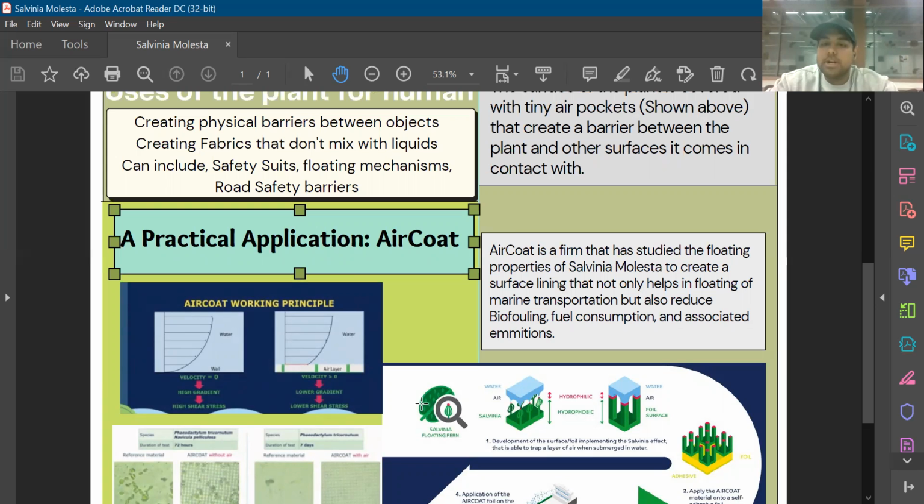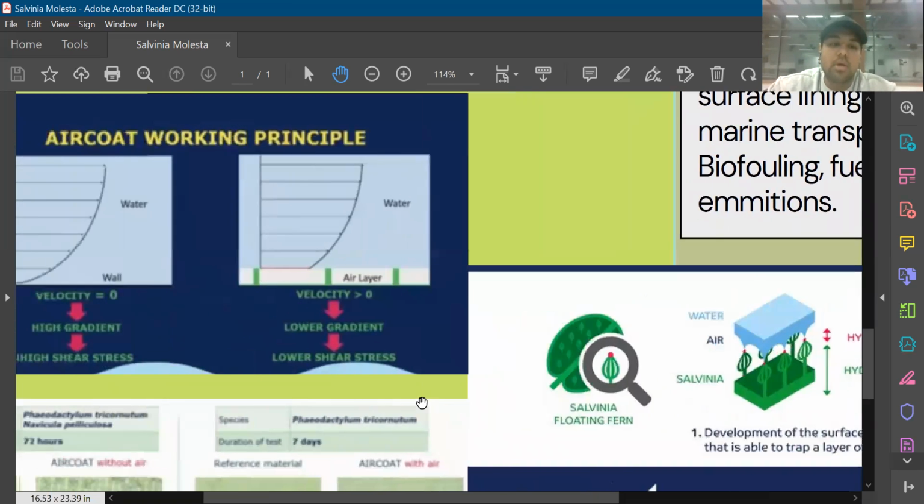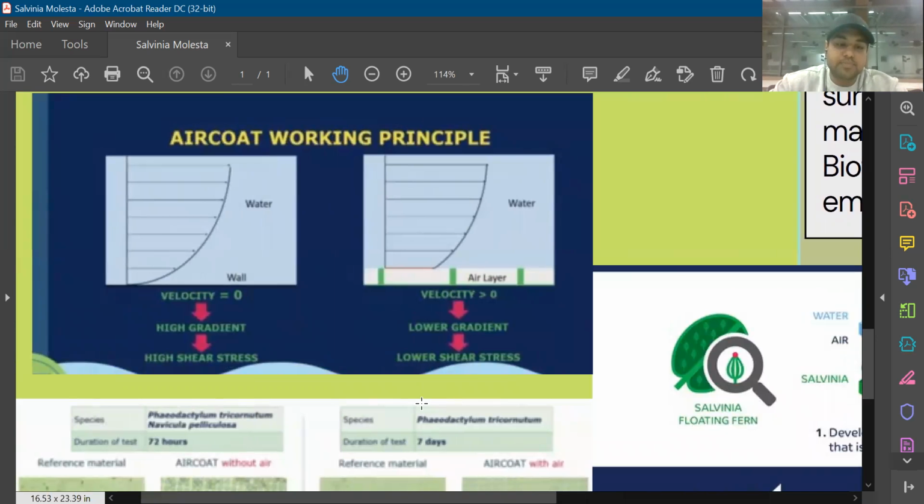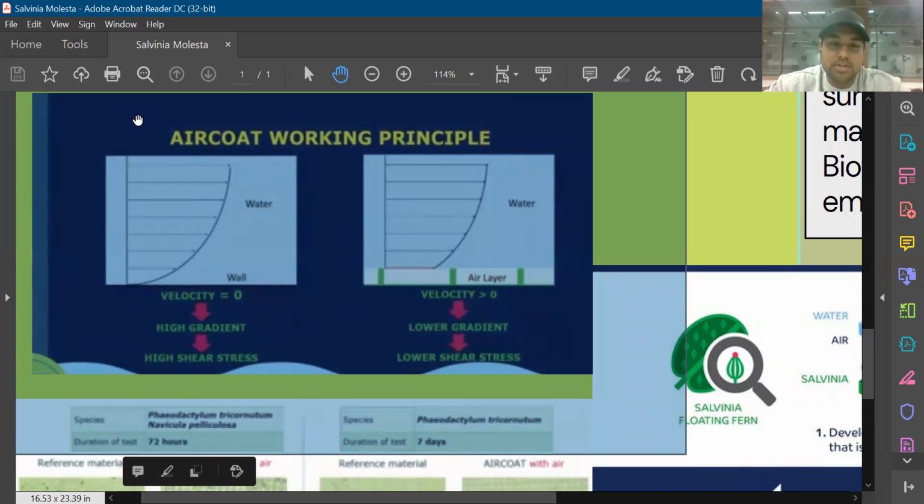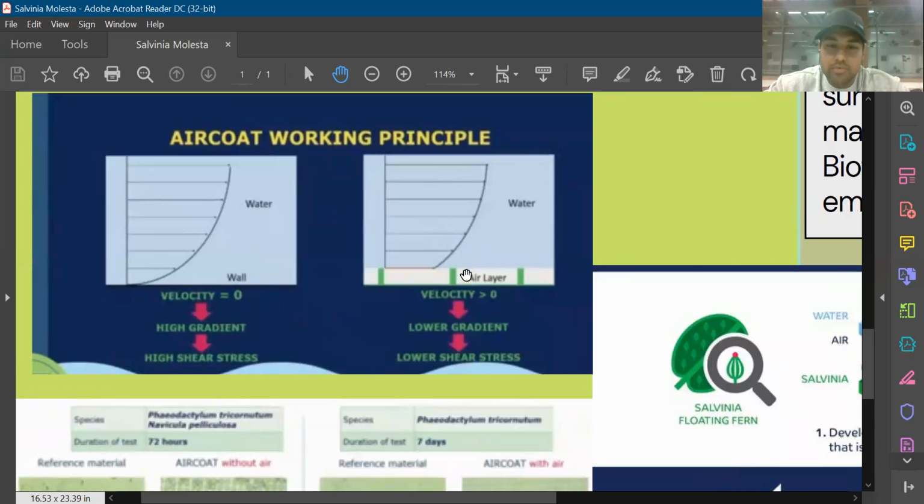So Aircoat is a firm that has studied the floating properties of Salvinia molesta, or giant Salvinia, to create a surface lining, a paint that not only helps in the floating of marine transportation, but also reduces biofouling, fuel consumption, and associated emissions. If you zoom in over here, this one is the normal surface, and this one over here is the one with the Aircoat.